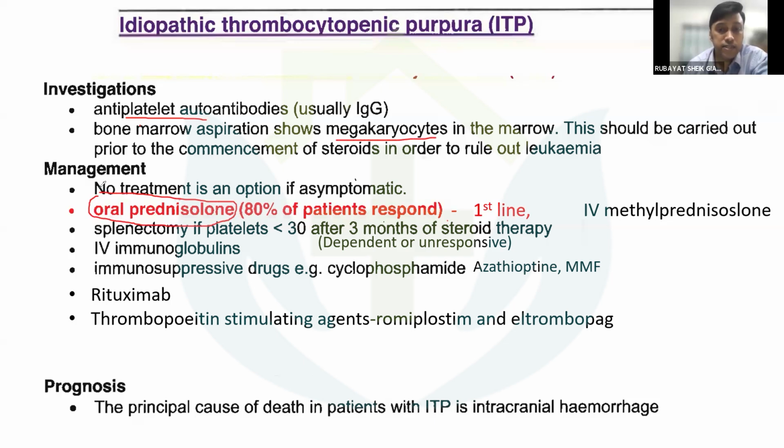Unless you have an emergency, you give oral prednisolone. This is the first line treatment. If the patient is using this steroid for 3 months, is not responding or is steroid dependent, then you move on to other treatments. You go for splenectomy, immunosuppressive drugs, rituximab, thrombopoietin stimulating agents. They're all second line options. First line is oral prednisolone. This is a very important question in the exam.